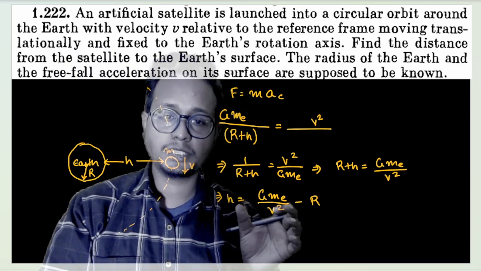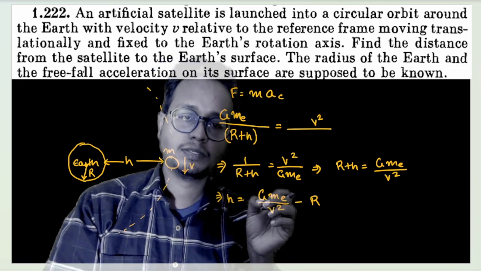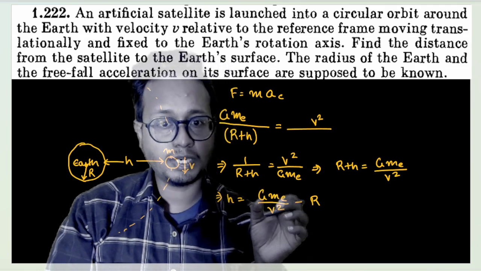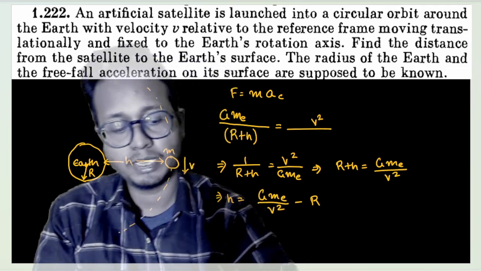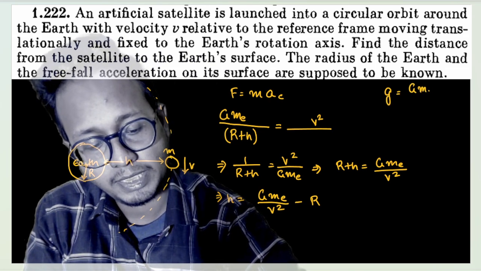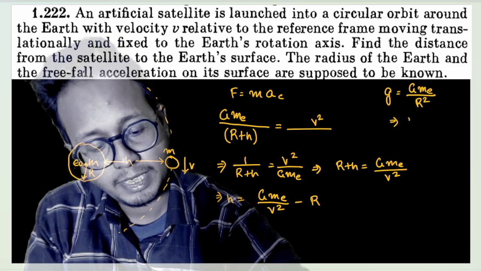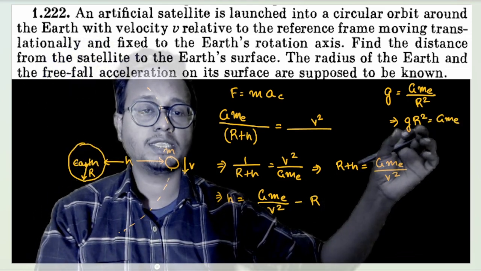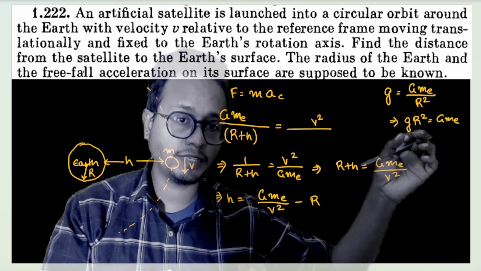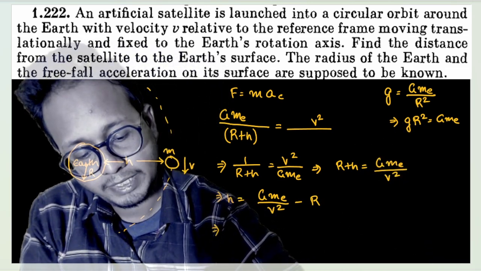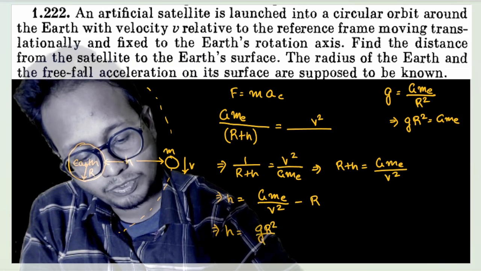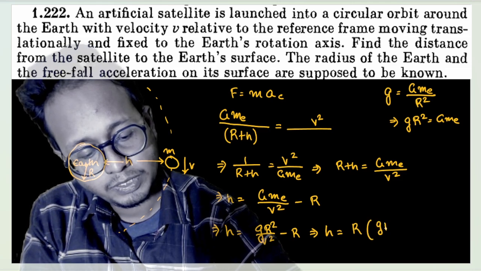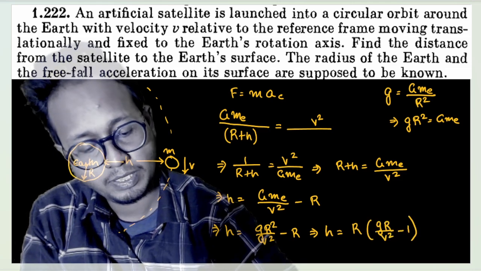Now if I want to convert these terms, I do not need to use the value of G into mass of Earth. Instead of G into mass of Earth, I am going to use the value of acceleration at the surface of Earth, that is nothing but 9.81 meter per second square. So you know that g is nothing but G M_e by R square. I can easily write g R square is equal to G into M_e. Now if I substitute the value of G M_e by g R square, where g is the acceleration due to gravity at the surface of Earth, we get our value of h as g R square by v square minus R. If I take R common, h is equal to R into (g R by v square minus 1). So this is our answer.